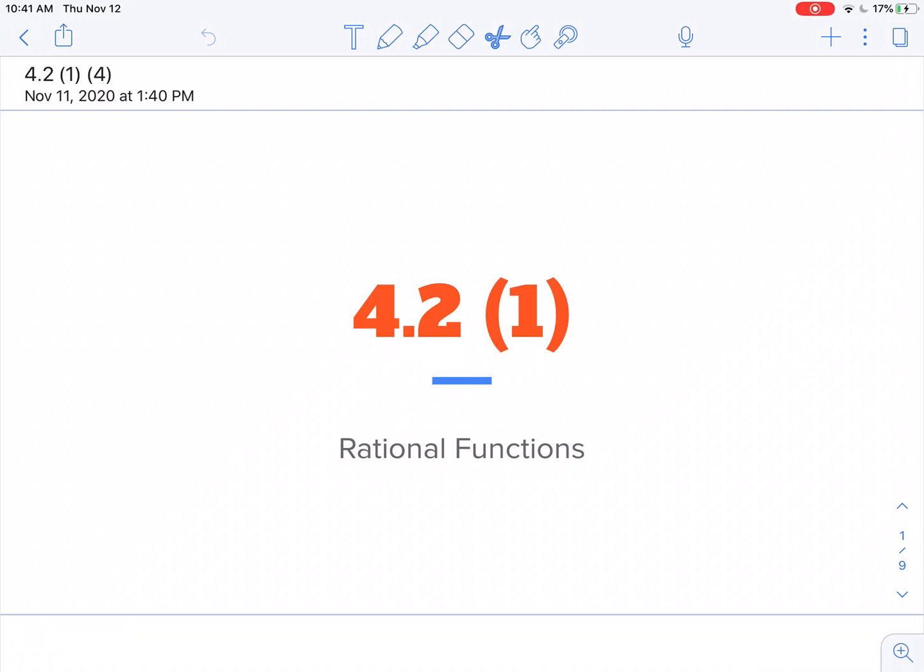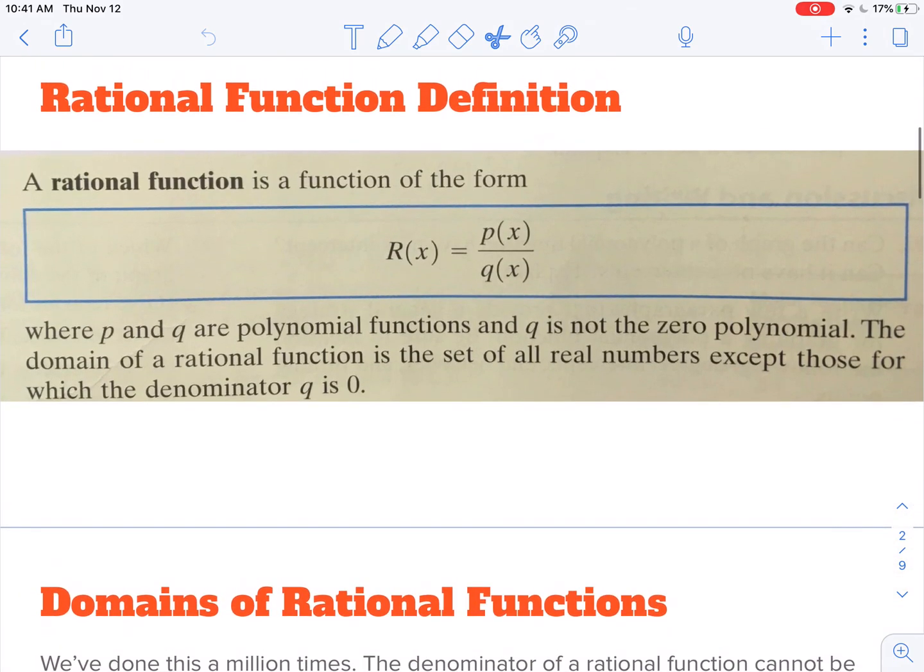These are the 4.21 video notes, and we're going to be starting rational functions today. A rational function is a function in the form of r of x is equal to p of x over q of x, where p and q are polynomial functions and q is not the zero polynomial. The domain of a rational function is the set of all real numbers except for those in which the denominator q is zero. So we've looked at this before.